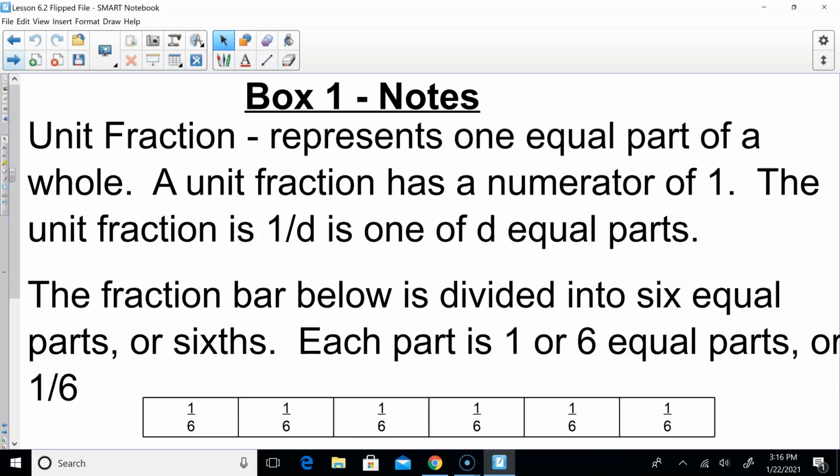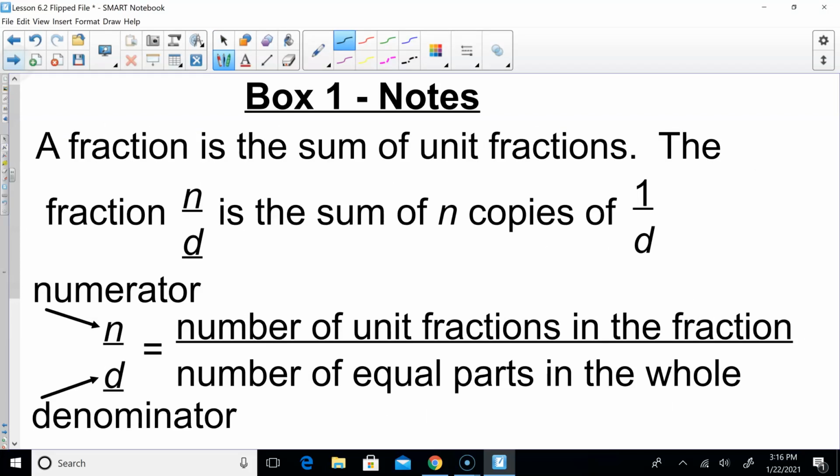Just like I said, a unit fraction, remember, represents one equal part of a whole. A unit fraction has a numerator of 1, and the unit fraction is 1 over d, which is 1 of d equal parts, where d is the denominator. For example, we know 1/6.